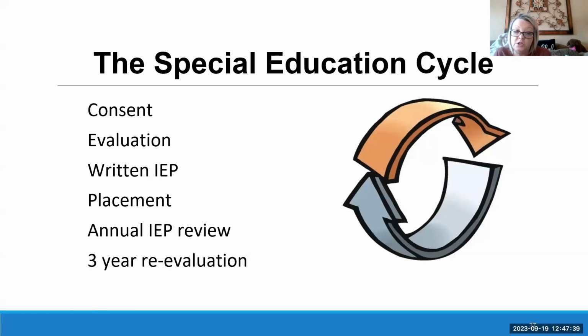The special education cycle consists of consents, evaluation, written IEP, placement, annual IEP review, and 3-year reevaluation.